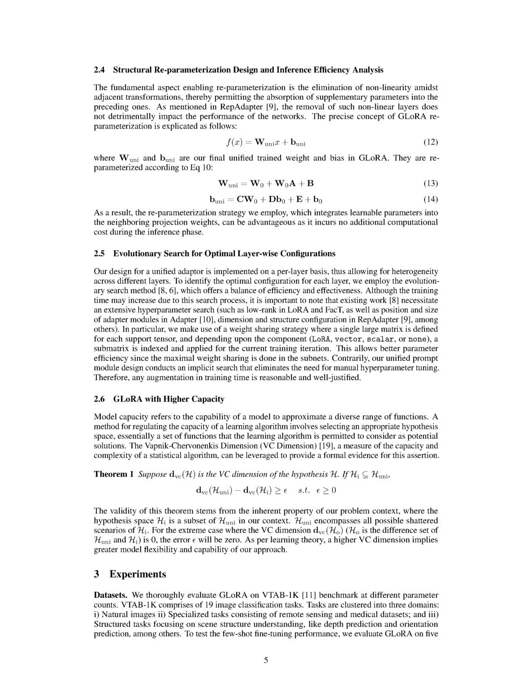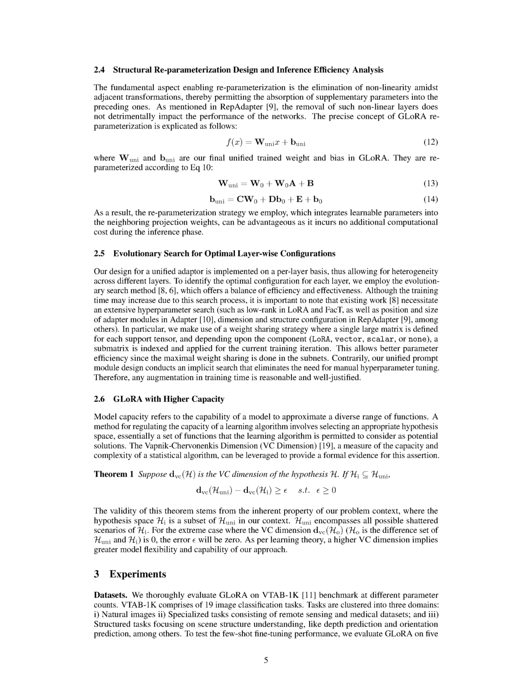In our case, we use a weight-sharing method where a single large matrix is set for each support tensor. Depending on the component, LoRA, vector, scalar, or none, a smaller matrix is selected and used for the current training cycle. This approach boosts parameter efficiency as it allows maximum weight sharing in the subnets. In contrast, our unified prompt module design carries out an indirect search, eliminating the need for manual adjustment of parameters. Thus, any increase in training time is justifiable and well worth it.